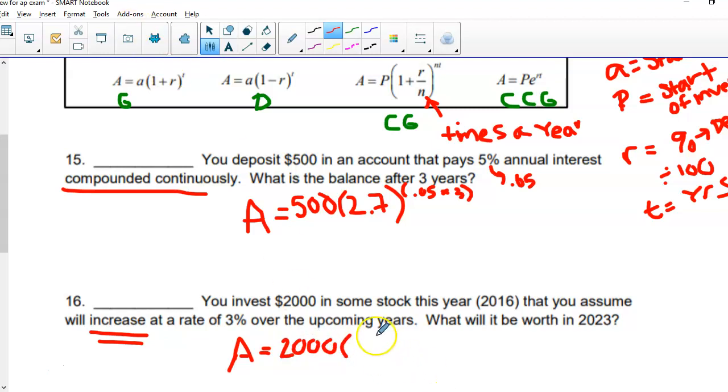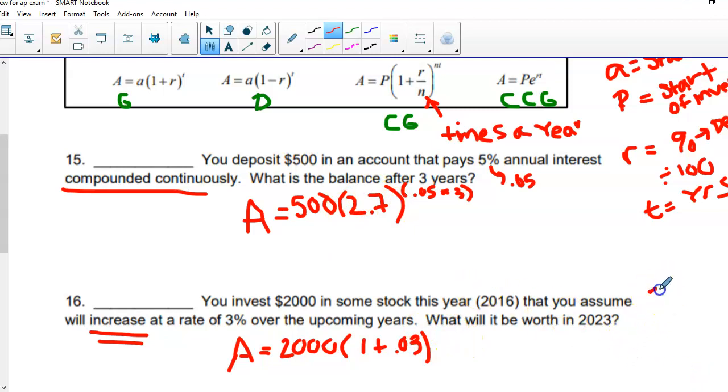Then we see we have 1 plus R. Well, R needs to be divided by 3, so 3% divided by 100 gives me 0.03 to the T power, okay? So to the T power, so how many years is that going to be? If you think we have 16 years all the way to 23, so 16 to 26 would be 10 years. So subtract 3, so that's 7 years right there. So that's how long the time is.